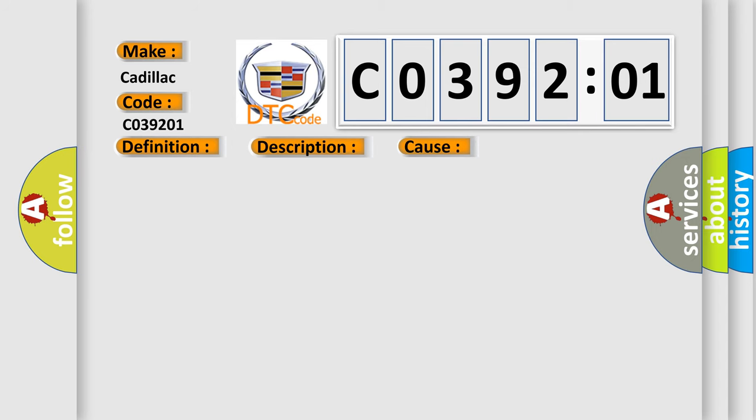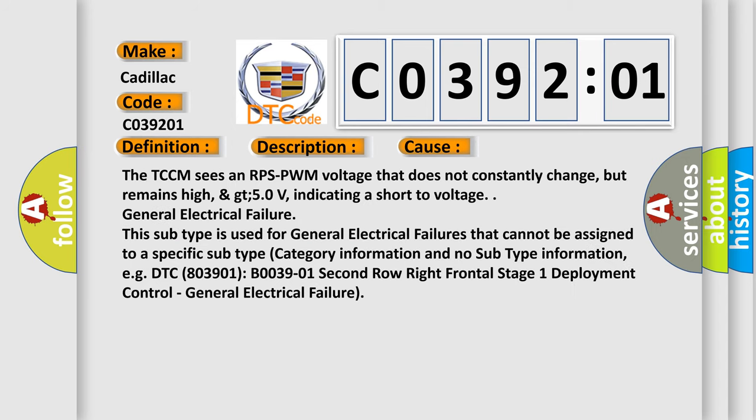This diagnostic error occurs most often in these cases. The TCCM sees an RPS-PWM voltage that does not constantly change, but remains high, greater than 5.0 volts, indicating a short to voltage. General electrical failure. This subtype is used for general electrical failures that cannot be assigned to a specific subtype category and have no subtype information, e.g. DTC 803901B00390 second row right frontal stage 1 deployment control, general electrical failure.